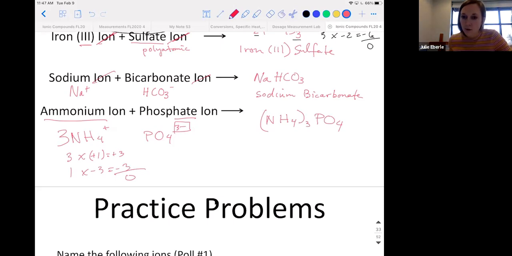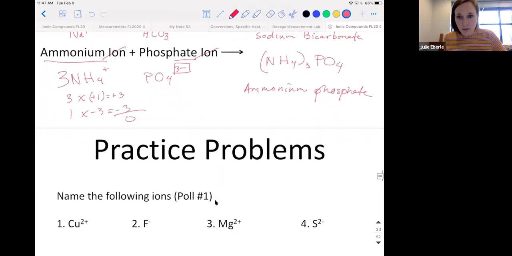So that's how you write the formula for ammonium phosphate. And then we just drop the word ion. So it's just ammonium phosphate. Okay, so after 4 practice problems with polyatomics and transition metals and everything else, how do y'all feel about writing compounds? You're definitely going to have to do this on the exam. Feel good? Feel okay? All right.